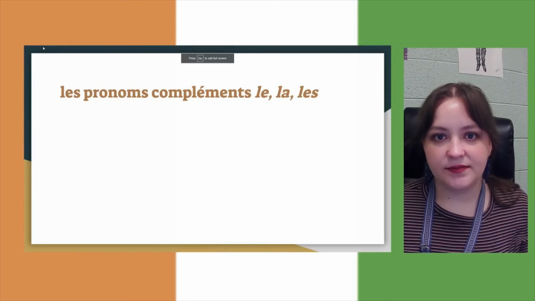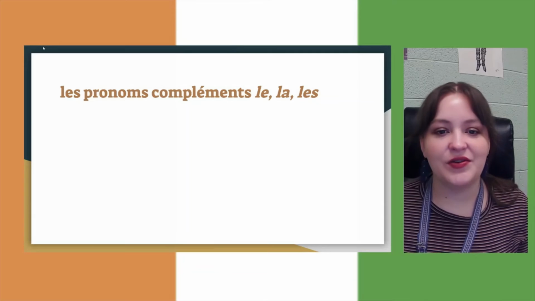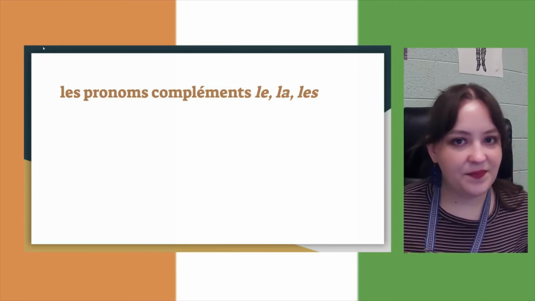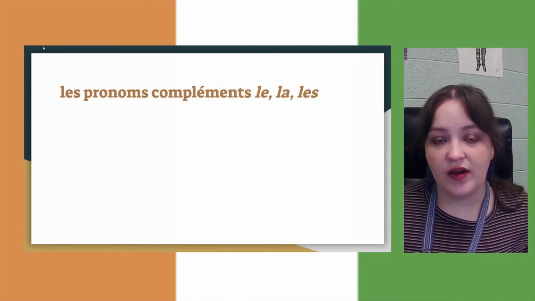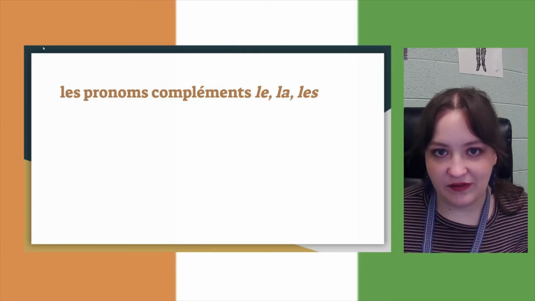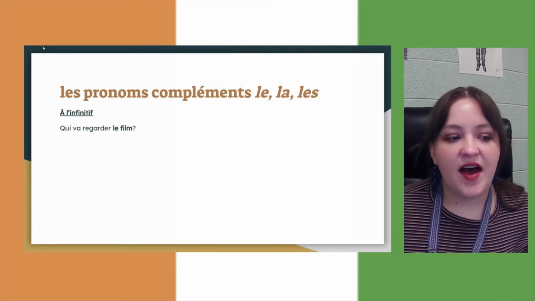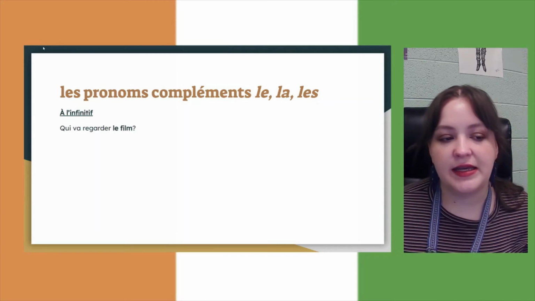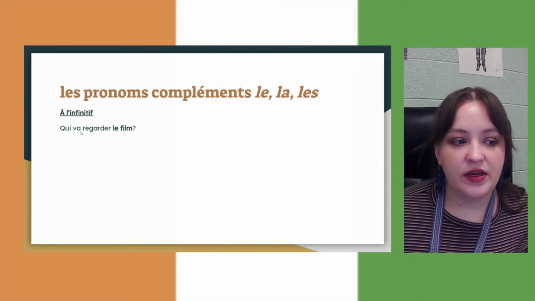Okay, you finished that work. You're back. You're ready to see how to use le, la, and les with an infinitive in a sentence. Spoiler, it's exactly the same as me, te, nous, and vous, where it just goes right in front of the infinitive. So, qui va regarder le film? Who is going to watch the movie? Who is going to watch?